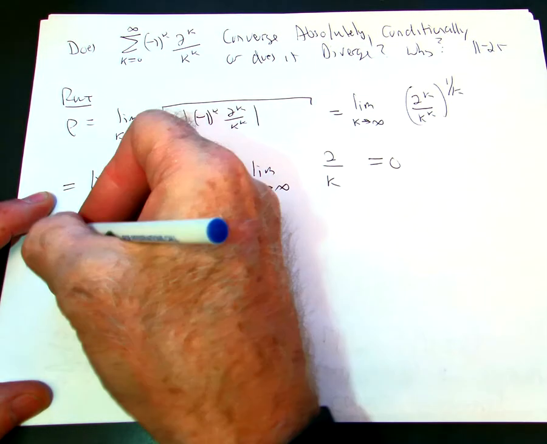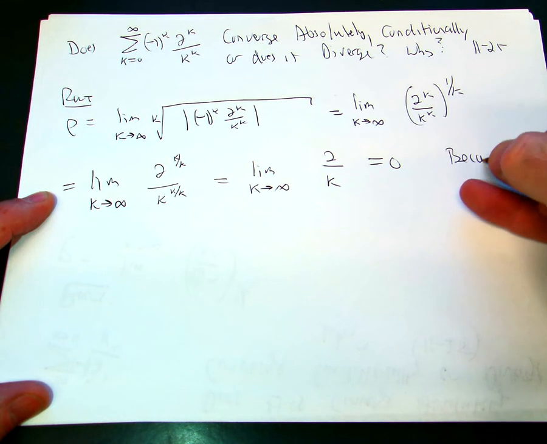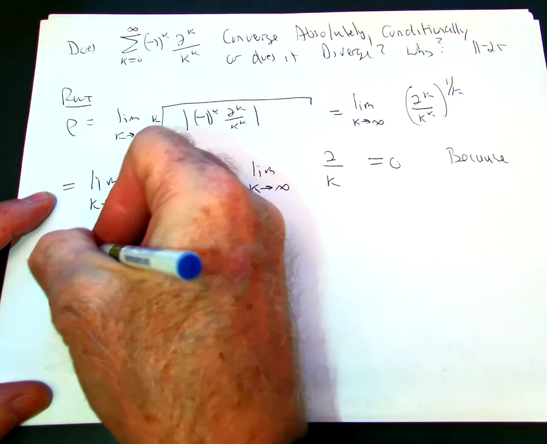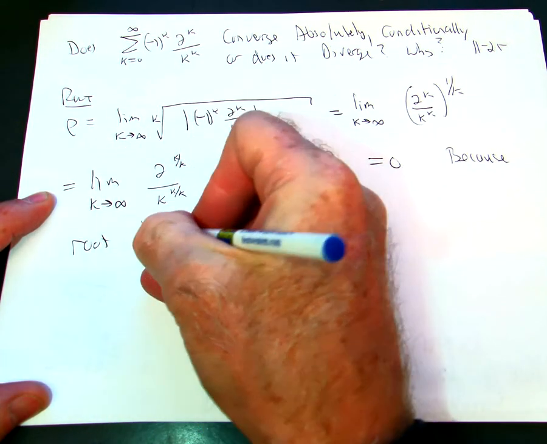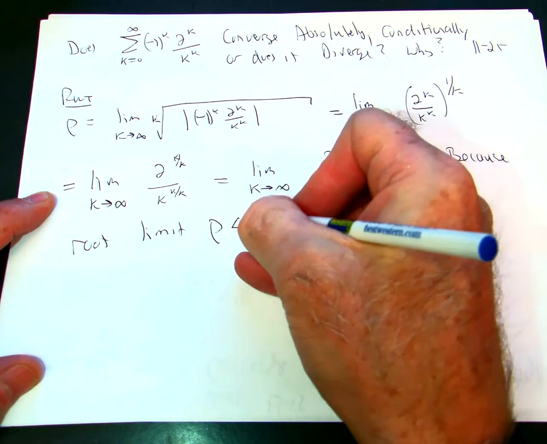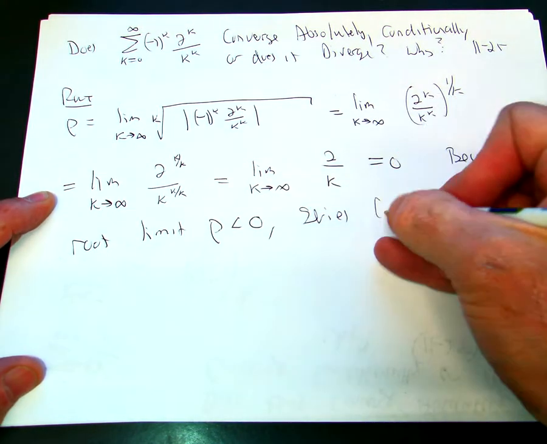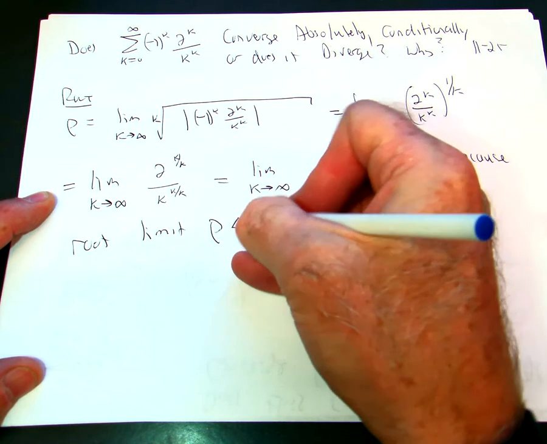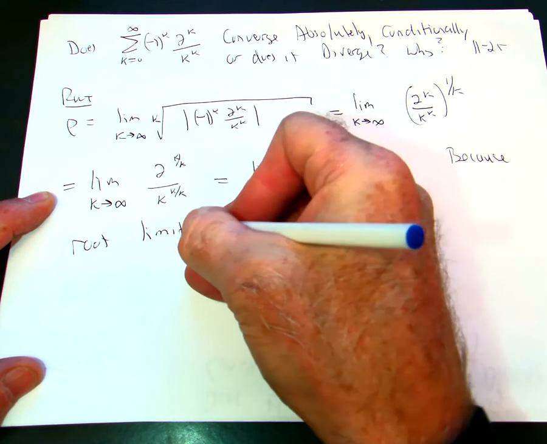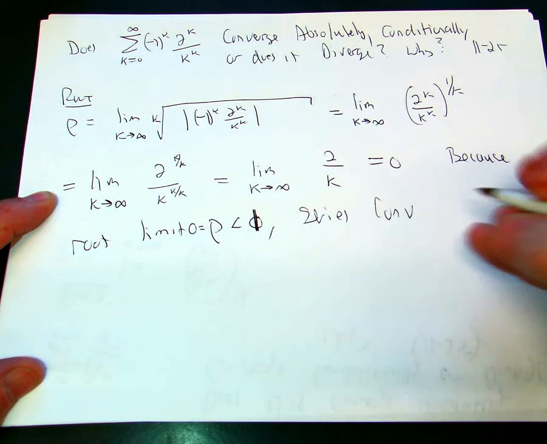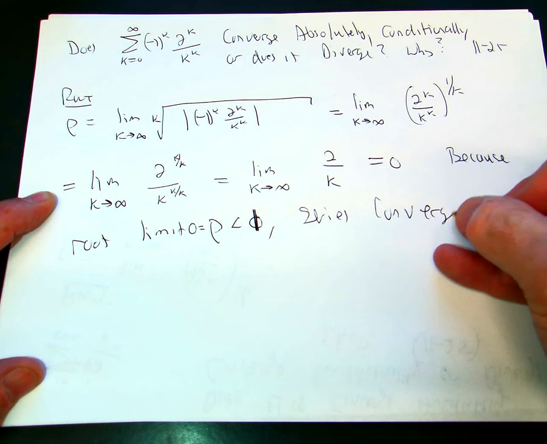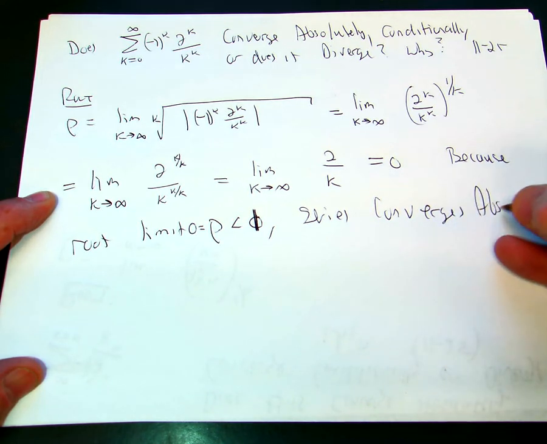So because my root limit, rho, is equal to 0, which is less than 1, the series converges absolutely. And that's it. We're done.